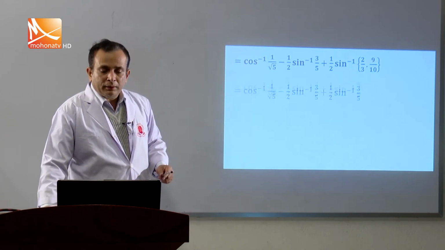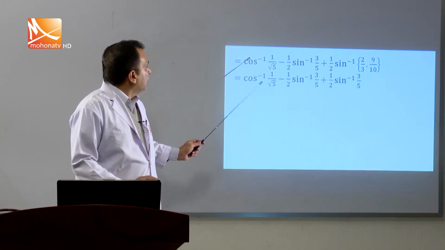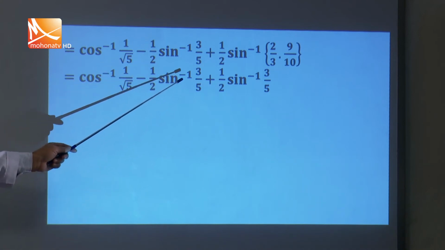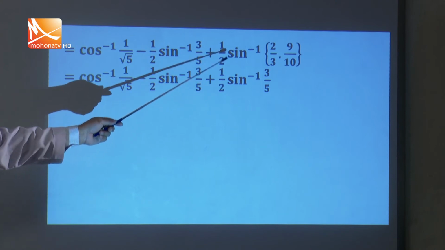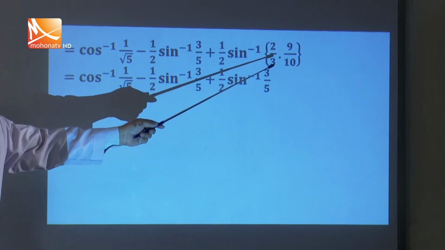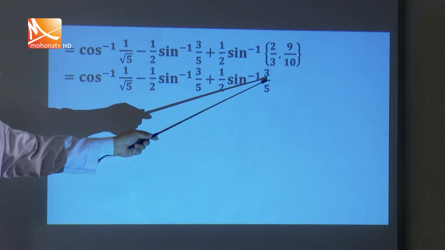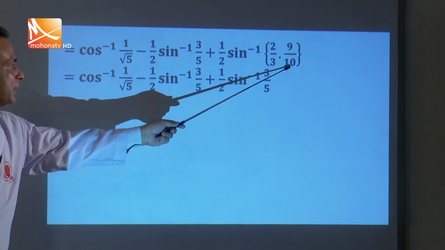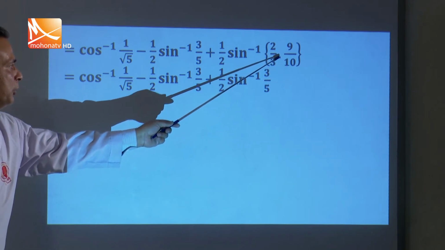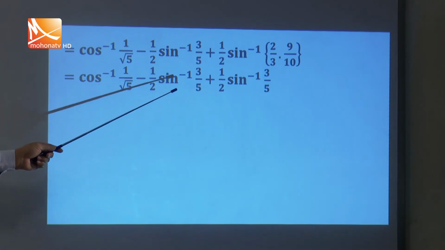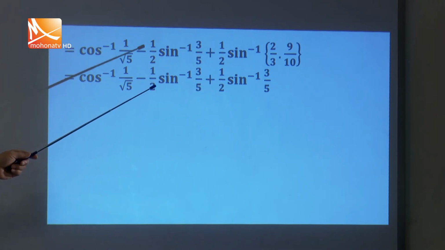Into 9 by 10. Then cos inverse 1 by root 5 minus half sin inverse 3 by 5. If we express this part in list form, then it will be 3 by 5, because 2 and 5 will be cancelled. 5 will be here, and if we divide 9 by 3, then we will get 3, since 3 3s are 9.